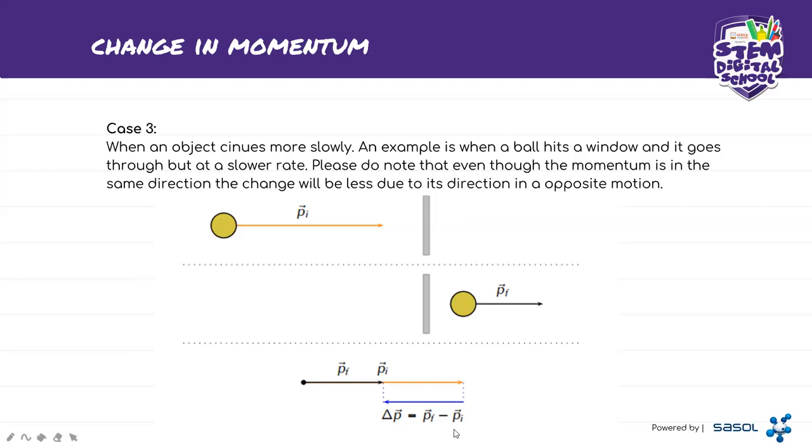But if your momentum changes and it's moving in the same direction, then the change is going to be less because your signs are going to be opposite. So, for example, if you have your final velocity as 5 and your initial velocity as 2, it's going to be minus, so it's going to be 3. That's what it means when it says that when they move in the same direction, your change in momentum becomes less. But if they move in opposite directions, then your change in momentum becomes more.